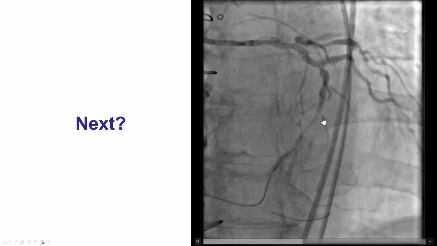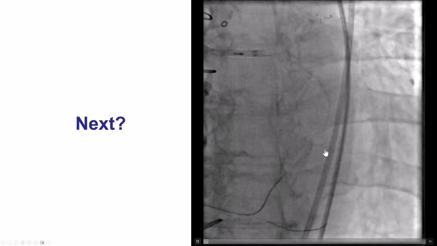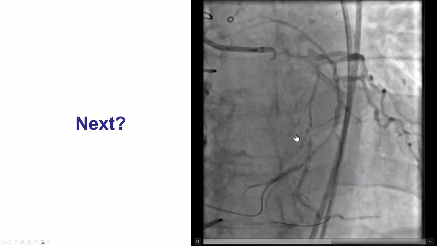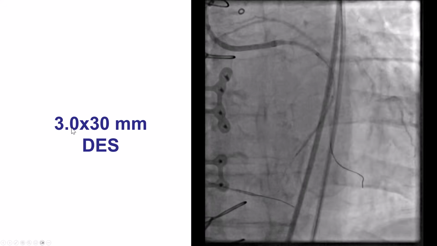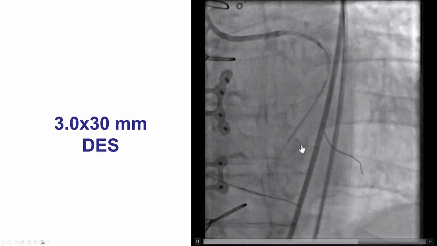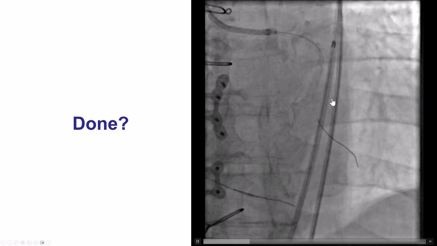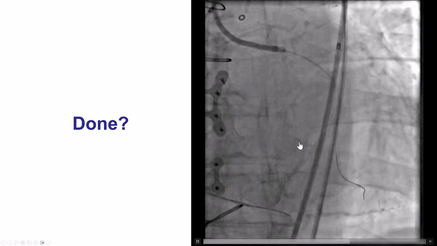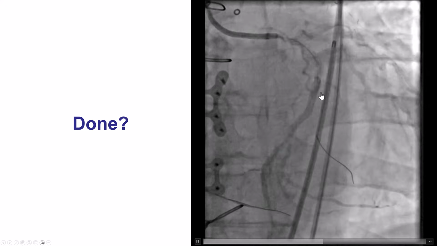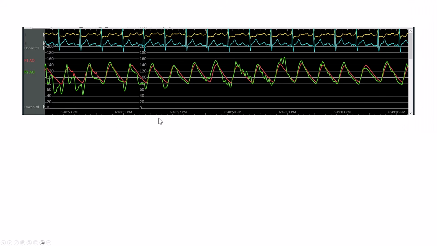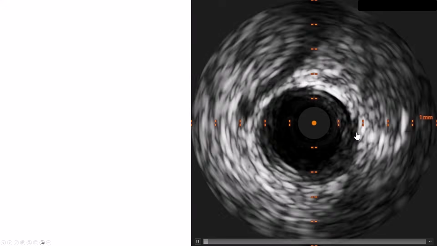We do have a CTO. There's a bifurcation at the proximal cap. There's also a bifurcation at the distal cap. We planned to use a 3.0 by 30 millimeter drug-eluting stent, which improved the flow, but there remains some residual stenosis distally, and there was also some disease in the mid right coronary artery with difficulty delivering equipment. But again, the patient's hemodynamics significantly improved.